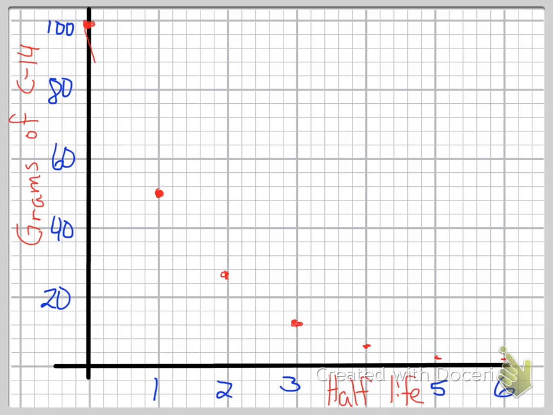This is going to be a continuous graph because at any point you would be able to calculate the half-life. It does not have to be an integer number of half-lives. So the graph would look something like that.